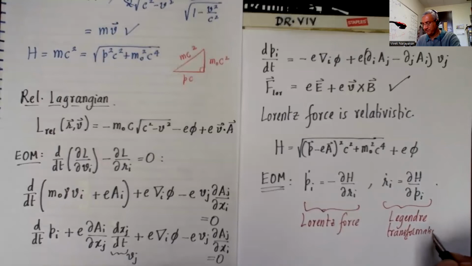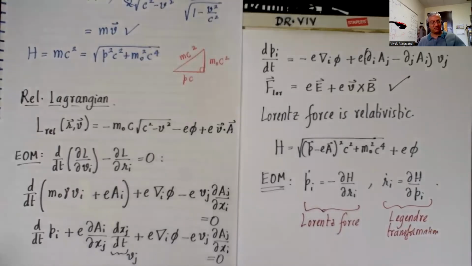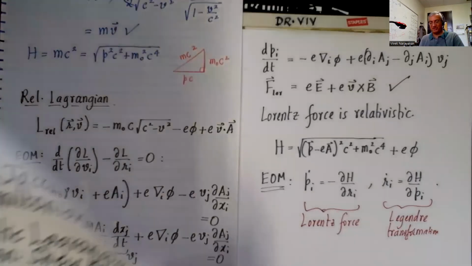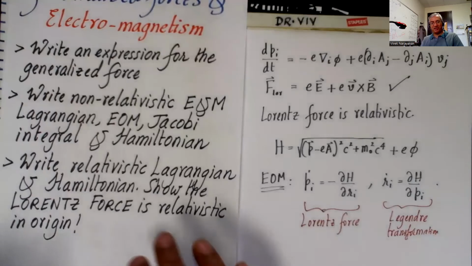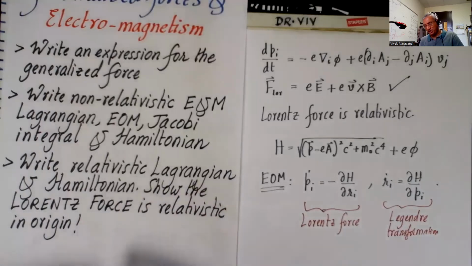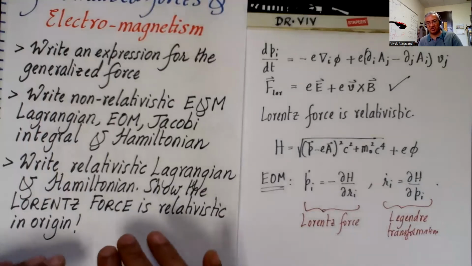So in this way, we have done all the parts, or at least sketched all the parts of the problem. We've written the relativistic Lagrangian and Hamiltonian. We've shown the Lorentz force is relativistic in origin using the Lagrangian approach, and for the Hamiltonian approach, I'm leaving it as an exercise for the interested student to show the same thing. Okay.